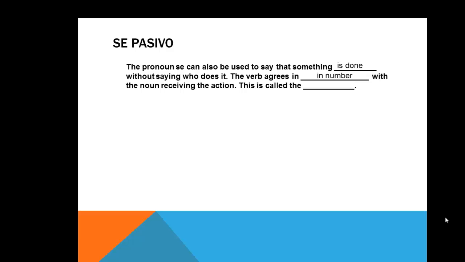The verb will agree in number with the noun receiving the action. So if we look at my nephew's example, the plate is broken, our verb is going to be singular instead of plural because we only broke one plate. This is what we call the passive se. Let's look at a couple examples.